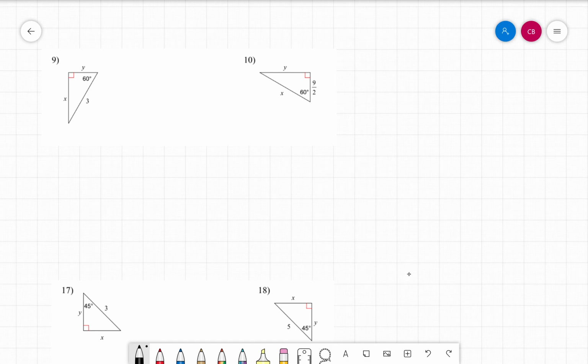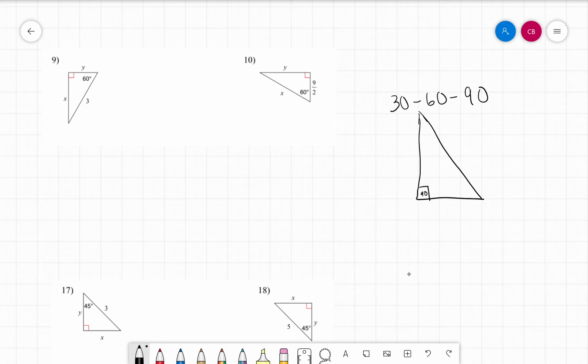Okay, guys, let's talk about special triangles. We've got 30, 60, 90, and those look something like the following. A couple things to note about triangles: these angles all add up to 180 every time. So this is 90.